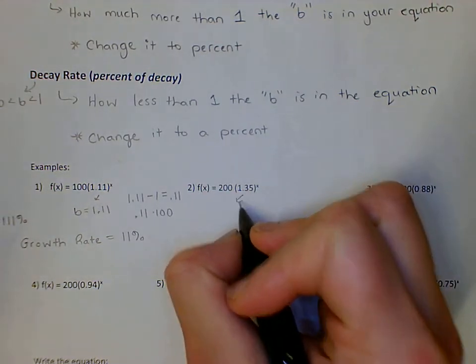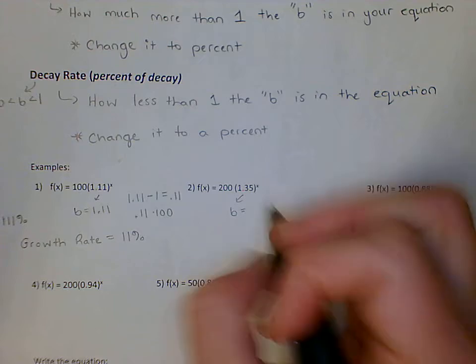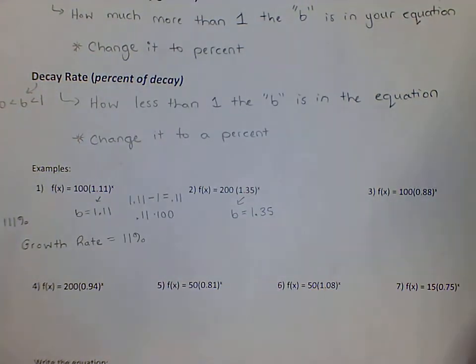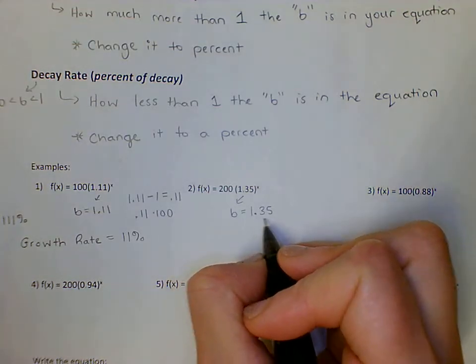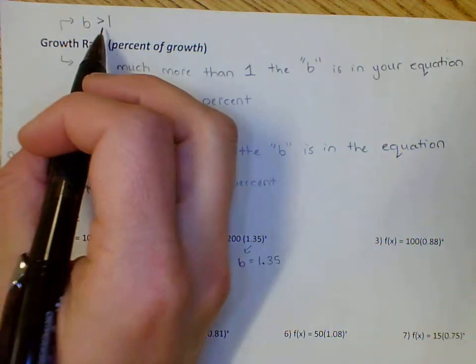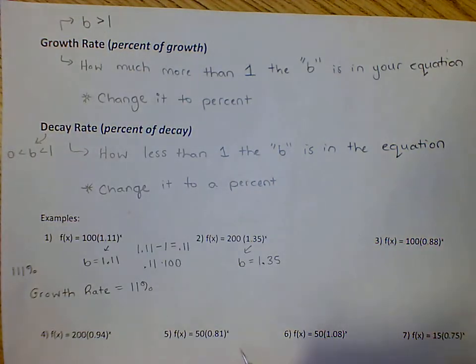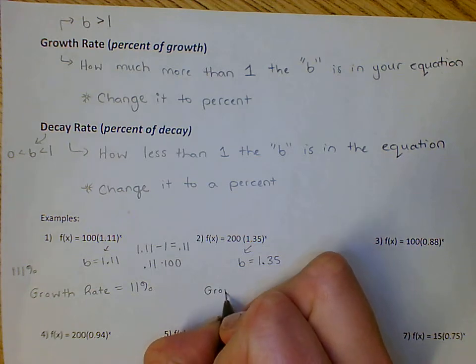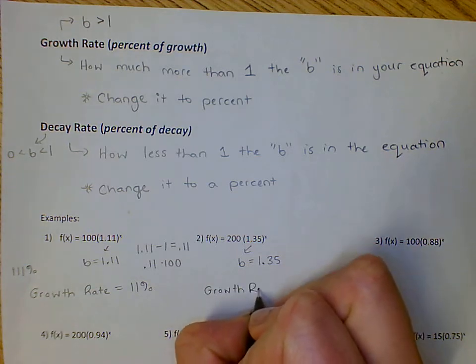Well, find your b. The b is the number that's with the x as the exponent. So my b here is 1.35, okay? So is that a growth or a decay? Well, is that number bigger than 1 or between 0 and 1? Well, that number is bigger than 1. So that means it's going to have a growth rate.